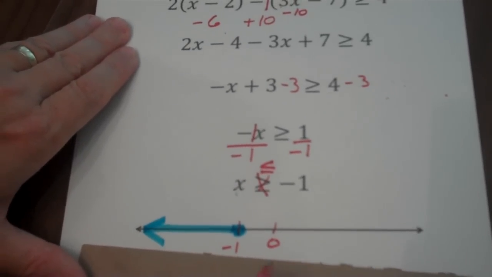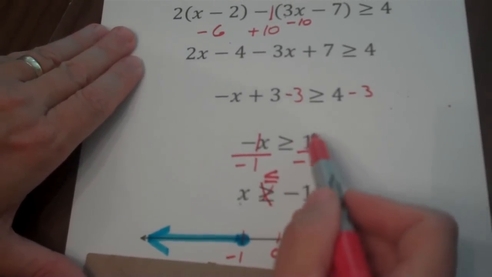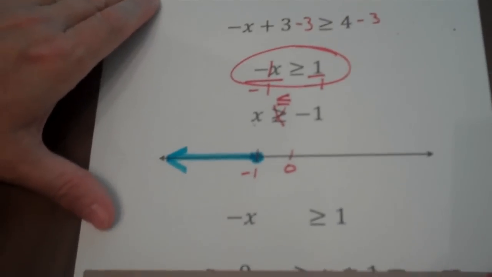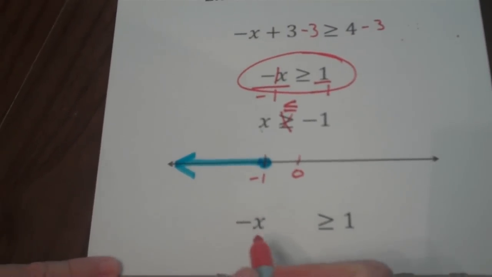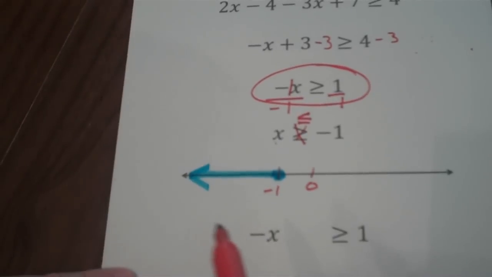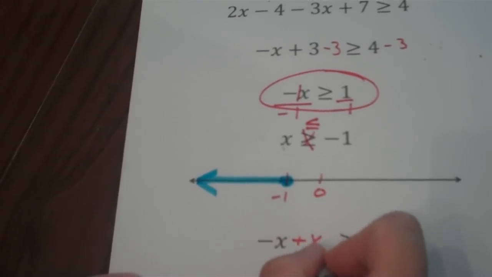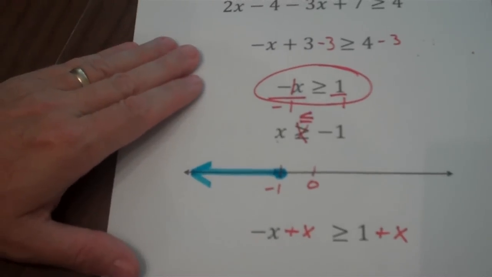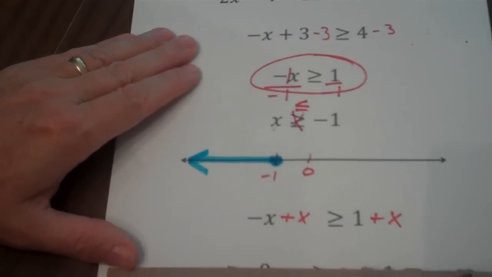Now, I'd like you to notice one other possibility, by the way, where you don't have to worry about flipping the sign. Let's look at my equation right here, where I had negative x is greater than or equal to positive 1. One way to get around this and never have to worry about flipping the sign, which means you'd never multiply or divide by negative 1, would be to add the x to both sides in order to essentially make the x into a positive without multiplying or dividing by a negative number.